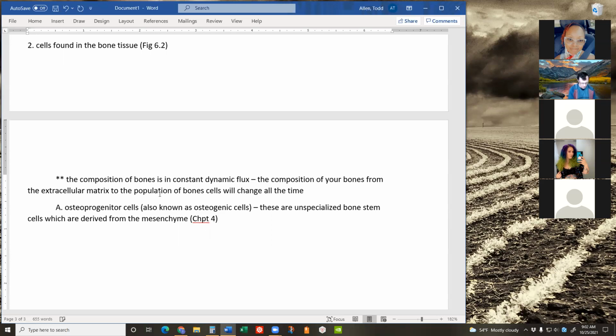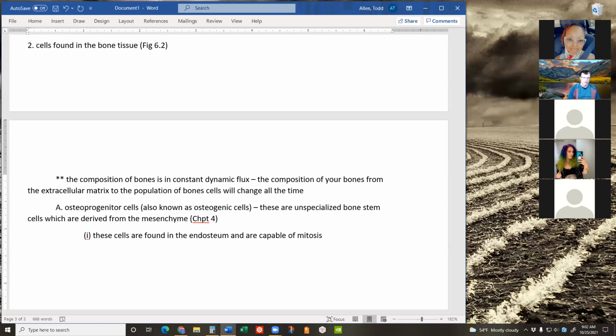The osteoprogenitor cells are the only cells of the bone that are capable of forming new cells. They're the only cells that can perform mitosis, okay? And so you can expect that you're going to find osteoprogenitor cells as part of the endosteum structure that I highlighted in figure 6.1, right? They're part of the endosteum membrane lining the medullary cavity. These cells are found in the endosteum and are capable of mitosis.